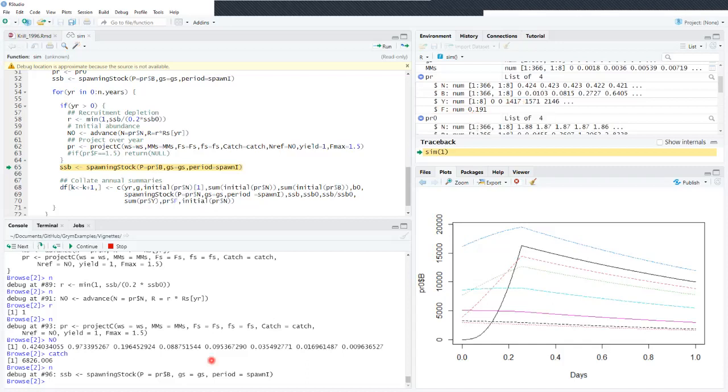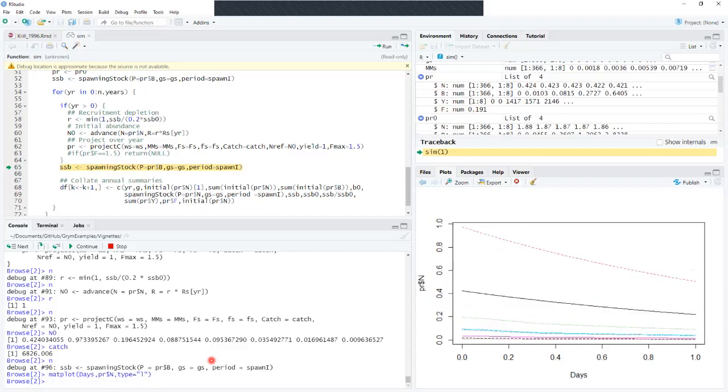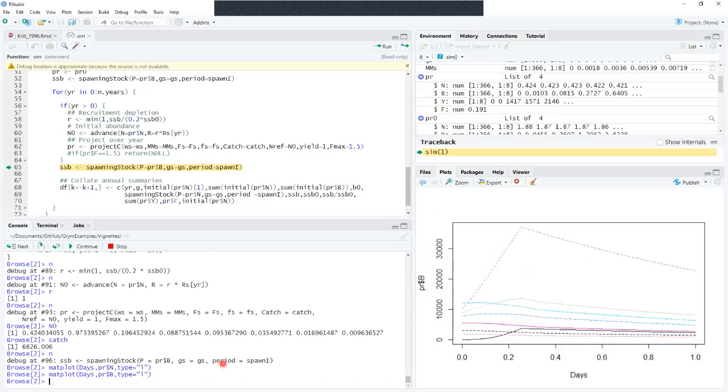So if we look at, for example, the abundances, again, exponential decline. If we look at the biomasses, again, we see an initial period of increase in biomass because of the growth, and then there's a sort of a decline as the abundance falls away.